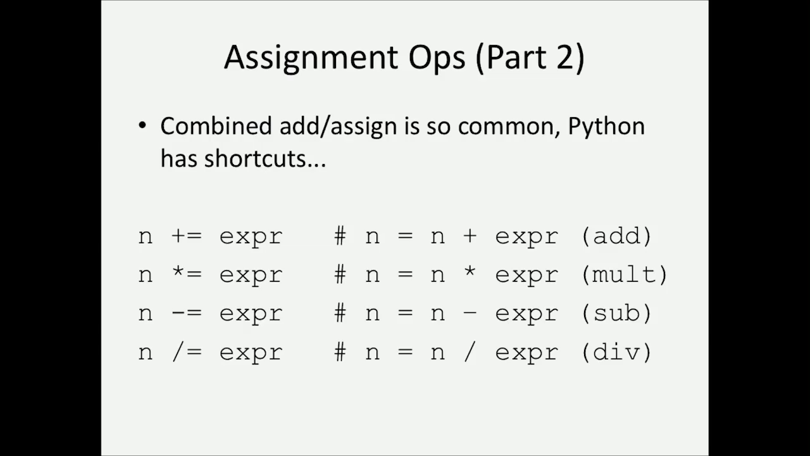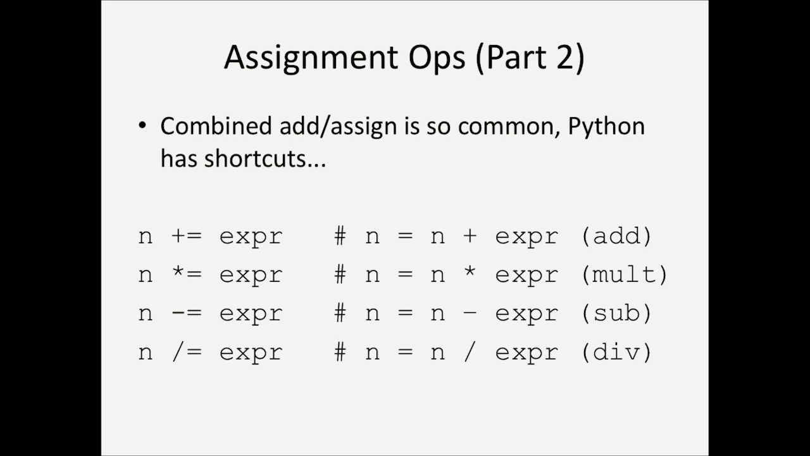It turns out that to add a value to a variable and give it a new value, which is what we're doing in Python, is one of the most common things you could possibly do. It's done all the time. So the creators of Python took a shortcut from the C world and brought it into Python. And these are called combined assignment ops.